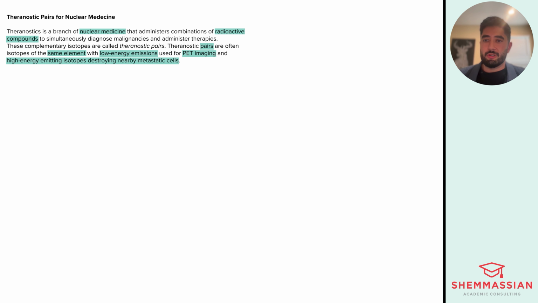So we're highlighting those words. We're highlighting Theranostic pairs because that is a key word that seems unique to this passage, and it's probably going to keep getting repeated over and over again, but it's got its own definition. It's a word that we need to know for this passage. It's these pairs of isotopes of the same element, but they have different energy emissions. Low energy for PET imaging, which is a technique that we should know, and high energy emitting isotopes. And the high energy helps with destroying nearby metastatic cells. Metastatic cells being a term that we should walk into this passage knowing.